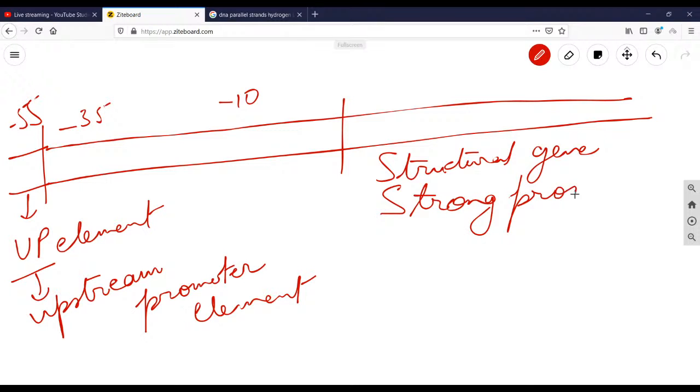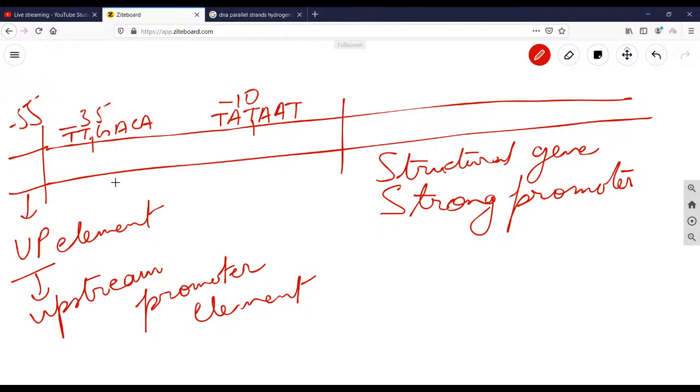Now a promoter is said to be a very strong promoter. Strong promoter means it will cause transcription no matter what. That is the meaning of a strong promoter: it will cause the binding of RNA polymerase to itself and it will go for transcription. Such a strong promoter also contains the minus 55 UP element, or upstream promoter element, along with minus 35 and minus 10 consensus sequences. These are the consensus sequences: TATAAT, then TTGACA here.